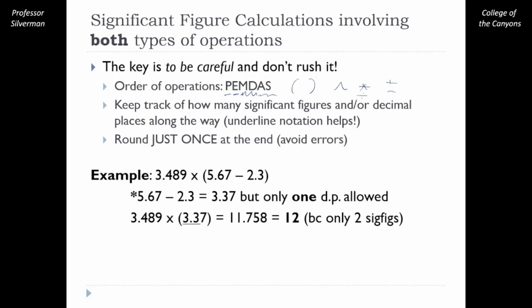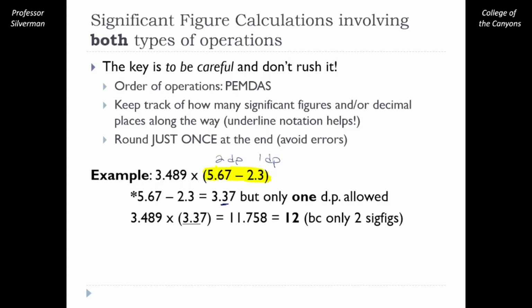Here's our problem. We have 3.489 times this parentheses, 5.67 minus 2.3. So we want to start with parentheses. If we evaluate that parentheses, we get this value 3.37. Since we did our subtraction, we want to think about the decimal places. And since we only know one decimal place for this second value, we only have one decimal place.